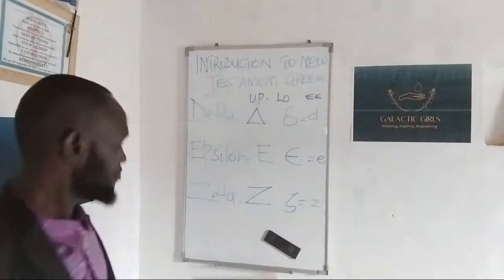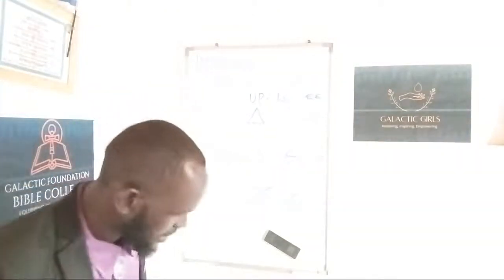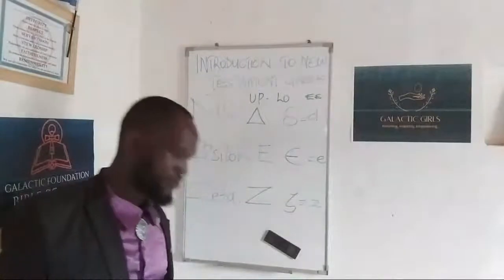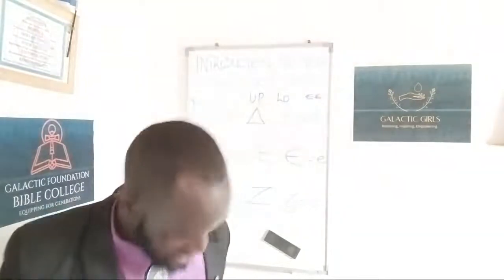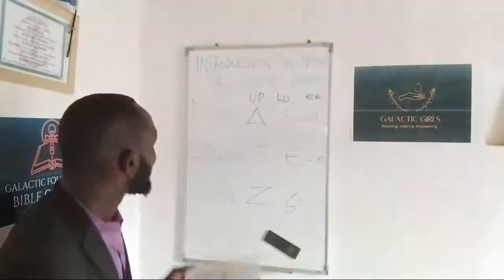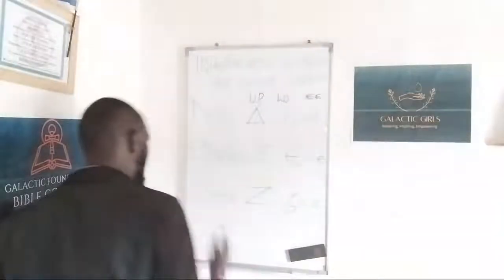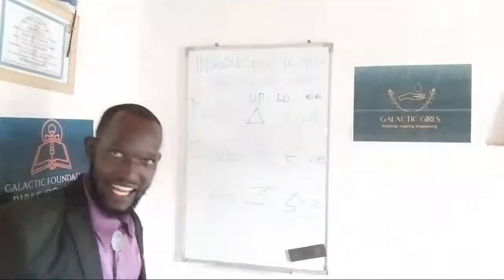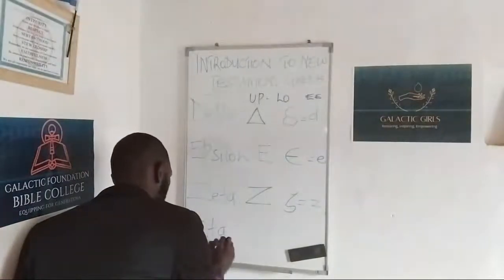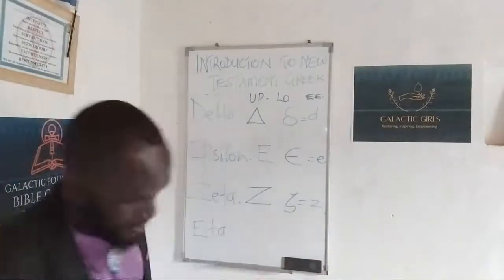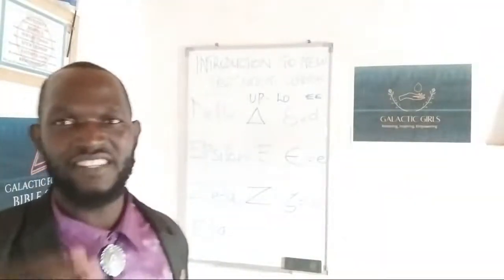Okay. Let's do the last one for the day, at least for this lesson, the last letter, which is eta. So in lesson one we did alpha, beta, and gamma. And now we've done delta, epsilon, zeta, and we will do eta and stop there for the day. All right. So eta. Now, eta is another Greek letter that is equivalent to the English letter E.